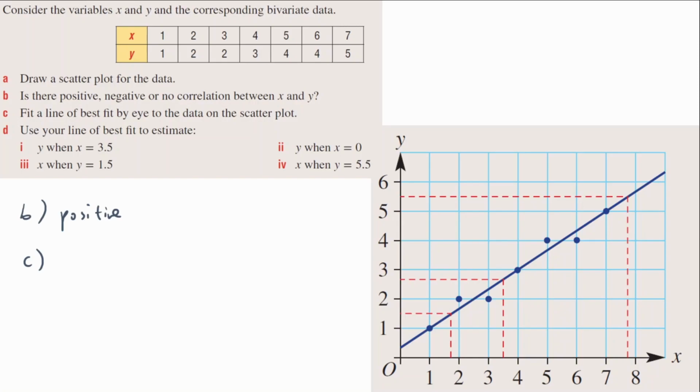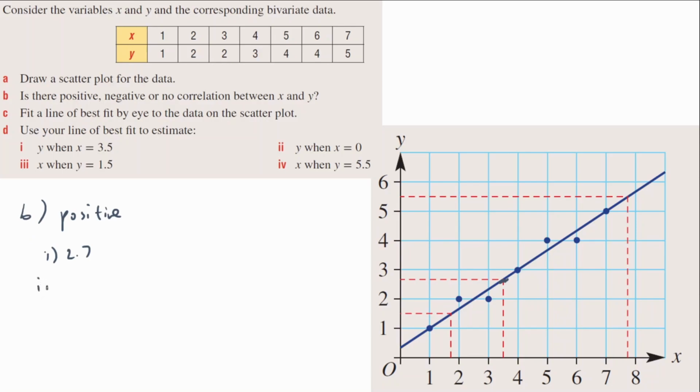Alright, now we're going to use our line of best fit to do question D and make some estimates. So this one says predict what Y is when X equals 3.5. So let's go to 3.5. And it's got it in the dotted line for you, and that's going to be my Y value there. So my Y value is going to be roughly around 2.7. So for D, I'd write about 2.7 there.